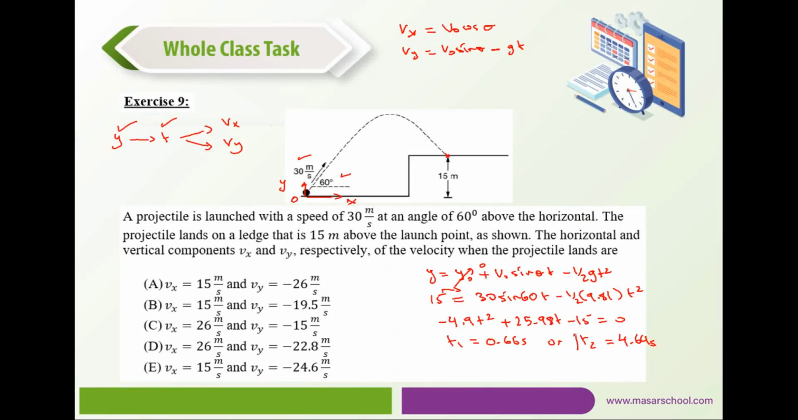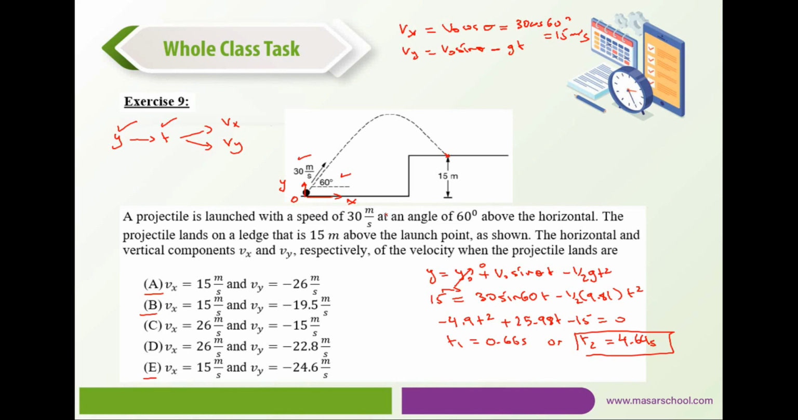Now that we have the time, we can plug it in to get the values. Vx is independent of time. The initial speed is 30 multiplied by cosine 60. Doing that on the calculator, we get a value of 15 meters per second. So we're either in A, B, C, or E.